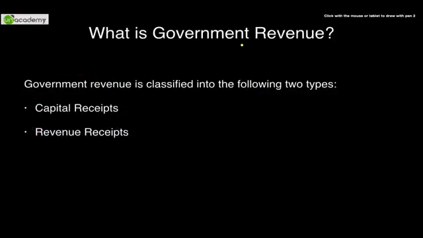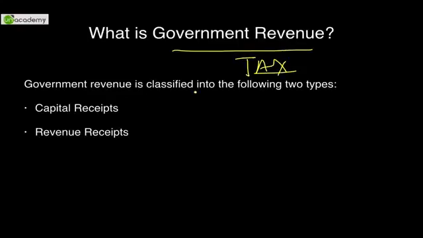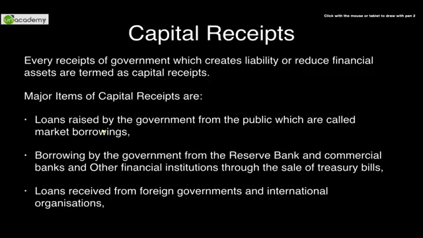Opposite of expenditure is government revenue. So what is the major source of revenue of the government? As you all know, they are taxes. Government revenue is classified into the following two types: capital receipts and revenue receipts. What are capital receipts?